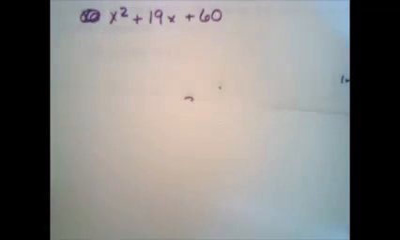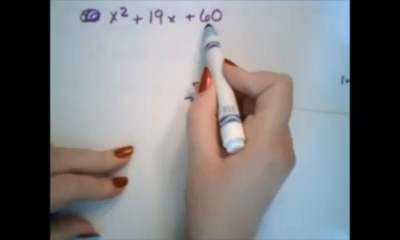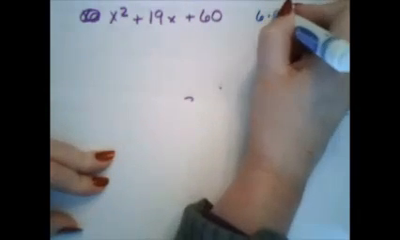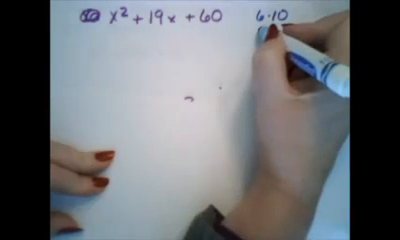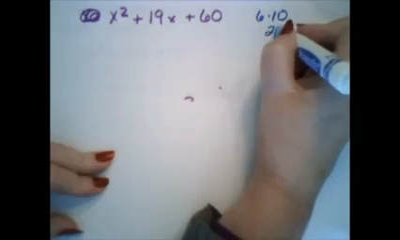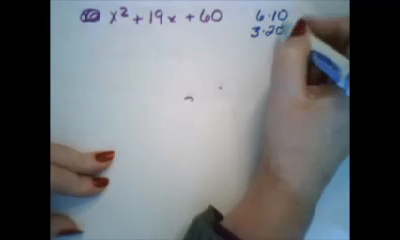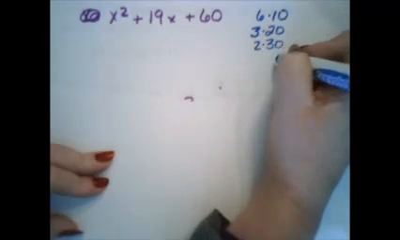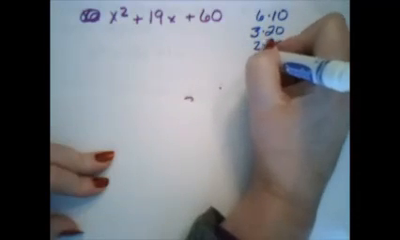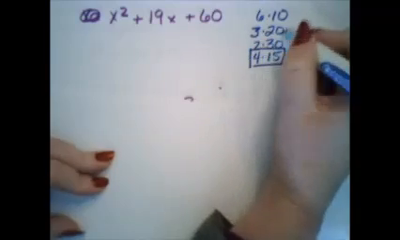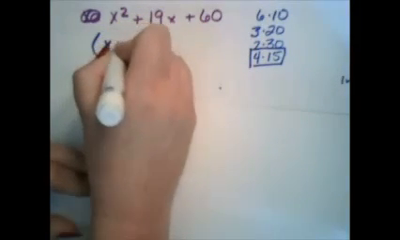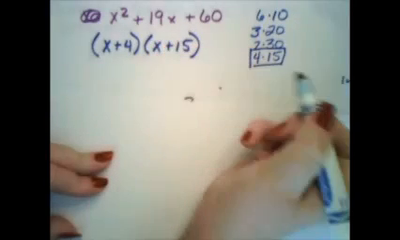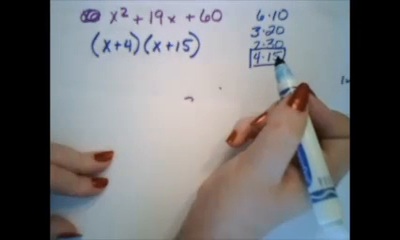So let's do one together. I need 2 numbers that multiply to get 60, but that add together to get 19. Well, 60 is 6 times 10, that's not 19, and it's 20 times 3, that's not 19, and it's 30 times 2, that's not 19, and it's 15 times 4, that will make 19. So I've got an x plus 4 and an x plus 15, and that's it.